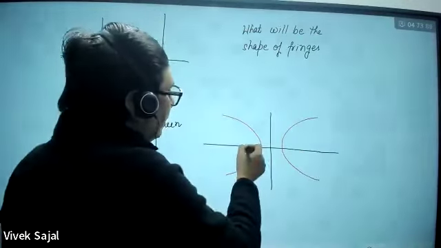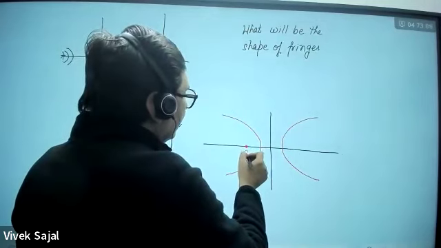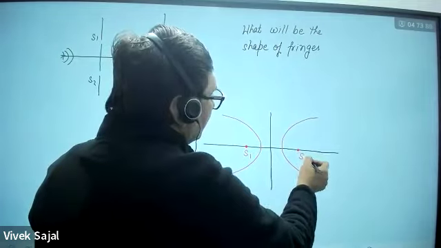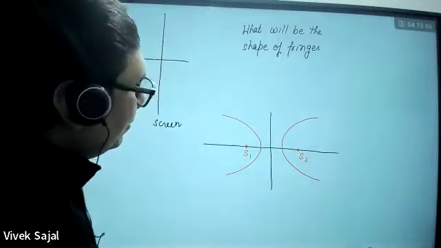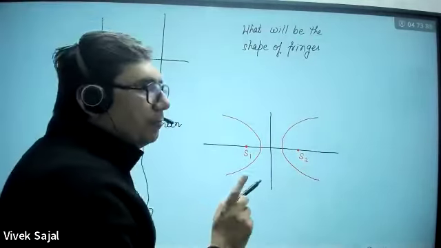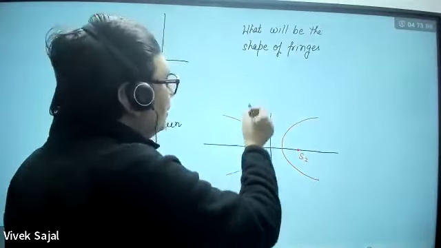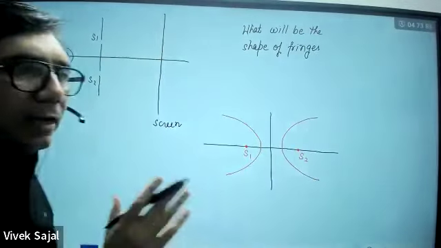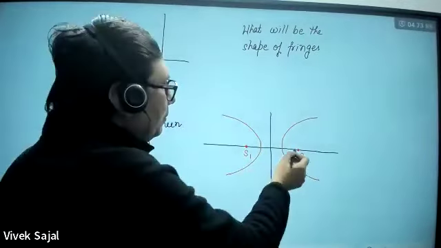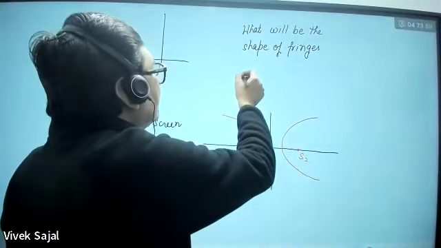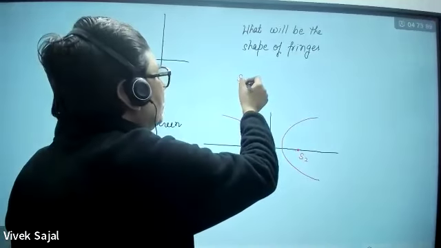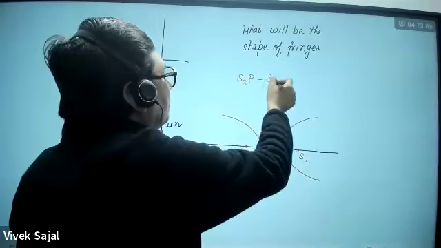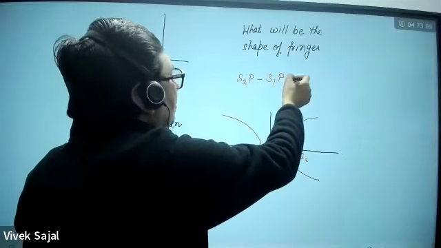This type of. And here this is S1, you can say this is S2. Okay, so what will be the hyperbola? Hyperbola will be the path of a point P, which satisfies the condition that S2P minus S1P will be constant.